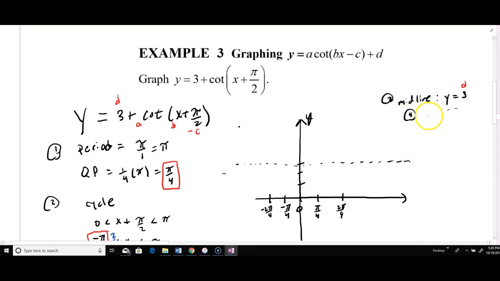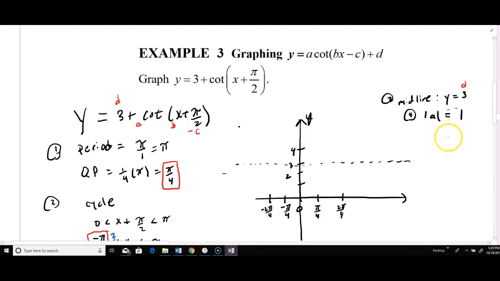The absolute value of A is going to tell us how we're going to scale our y-axis. So the absolute value of A, in this case, is going to be 1. Therefore, from the midline, we're going to go up 1 unit to 4 and down 1 unit to 2. All right. Okay, so now we're ready to graph.